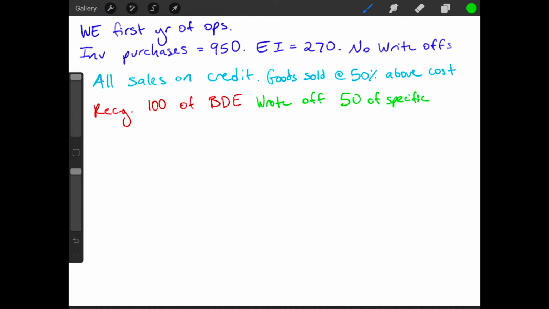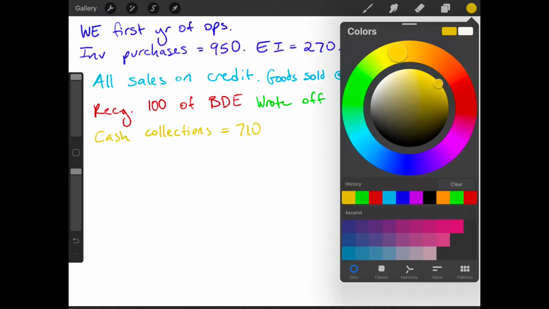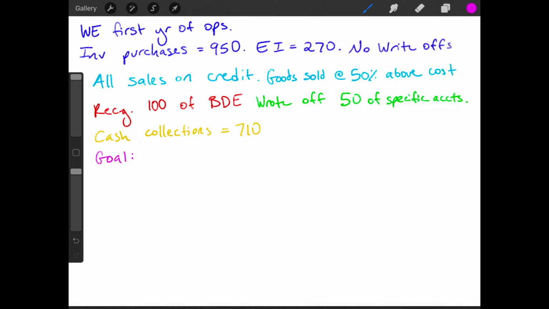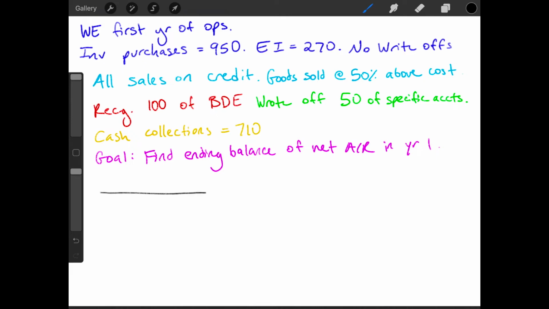Okay, and really the very last piece of information they give is that cash collections for that first year equal $710,000. And the goal of this question is to find the ending balance of your net accounts receivables in year one. Remember, net AR is your balance in your accounts receivable minus your balance in your AFTA account. Now that I've summarized all the relevant information from this question, what I'm going to do is jot down the 3 T accounts I think will be most beneficial in helping me solve this question.